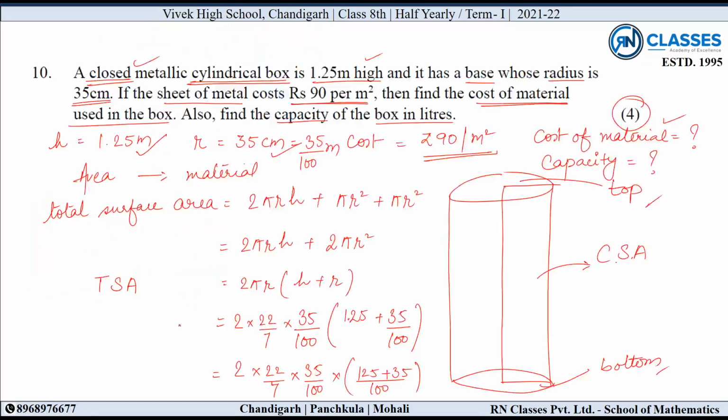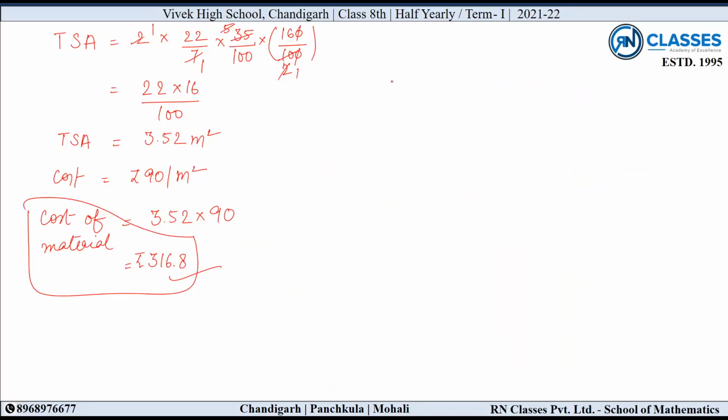अब लास्ट पार्ट, ये भी ध्यान से, कुछ बच्चे भूल जाएंगे, कैपेसिटी. अब कैपेसिटी कैसे आएगी? ऑफ कंटेनर, ऑफ सिलेंडर. कैसे? वॉल्यूम से भाई. वॉल्यूम ऑफ सिलेंडर क्या होता है भाई? वॉल्यूम ऑफ सिलेंडर क्या होता है? पाई आर स्क्वायर इंटू एच.